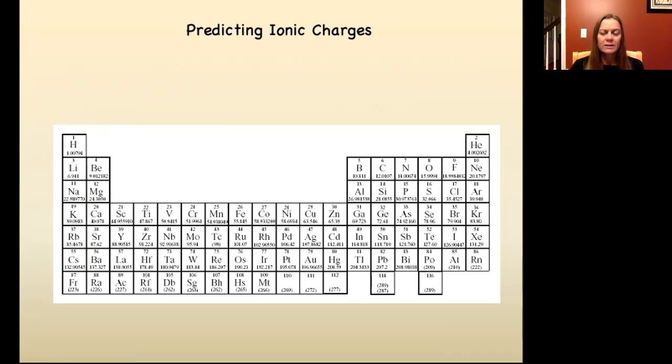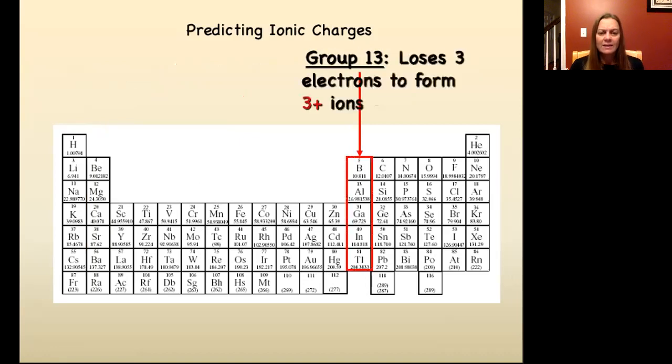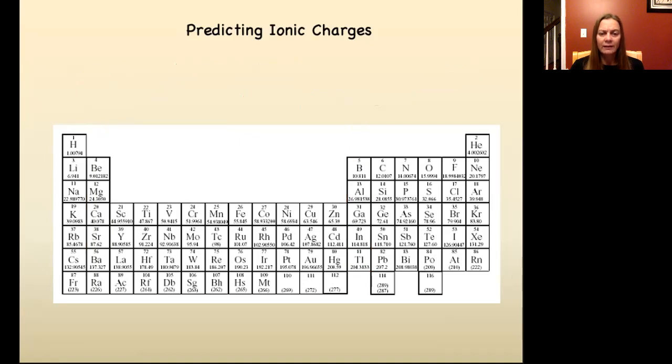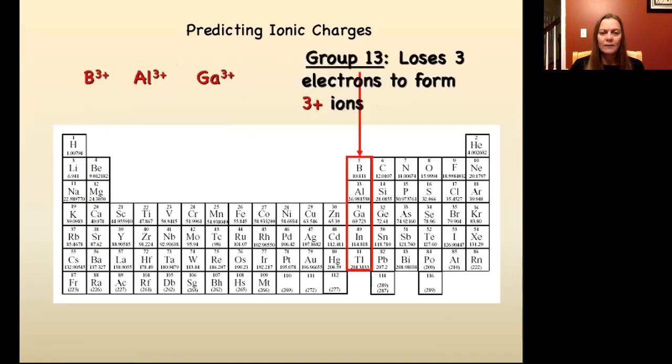Okay, so we're going to skip over this whole middle section here in the transition metals, come back to those. And let's talk about group 13 or group 3A or the boron family. And these, because they have 3 valence electrons, are going to form +3 ions, boron, aluminum, gallium. So we're going to lose those 3 electrons, form those +3 ions.